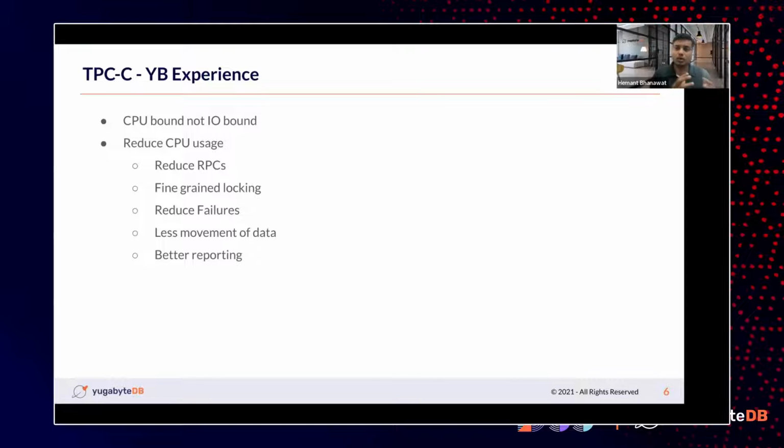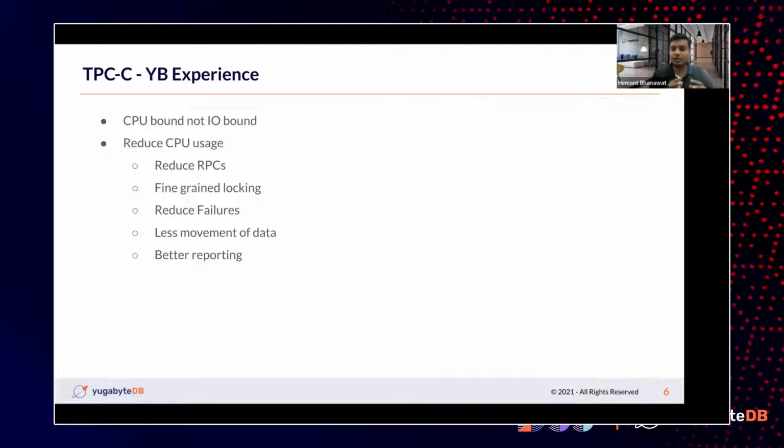From the YB perspective, how has been our TPC-C experience? With TPC-C, we have been seeing that it is a CPU bound workload, right? We consume CPU a lot more than we consume IO. Although they are not directly comparable, we are CPU bound and not IO bound when we are running a TPC-C kind of workload. The same is true for a lot of other workloads, and that is why a lot of focus goes into how the CPU usage can be reduced, because as we reduce the CPU usage, we will be able to perform much better with TPC-C and with actual workloads, right?